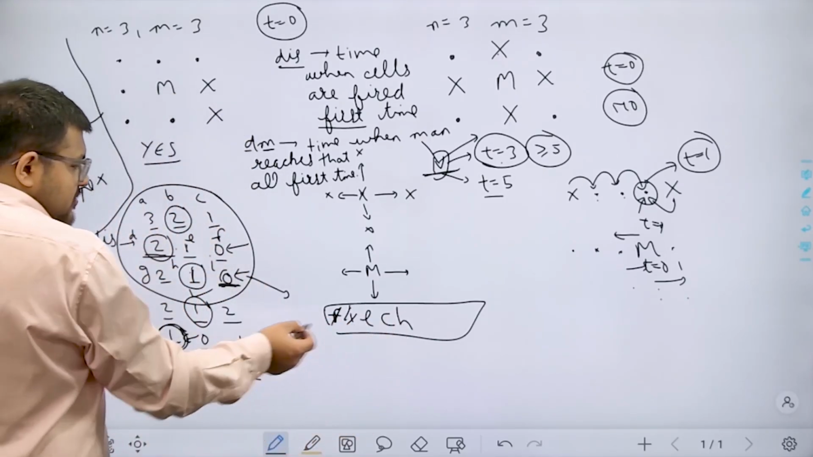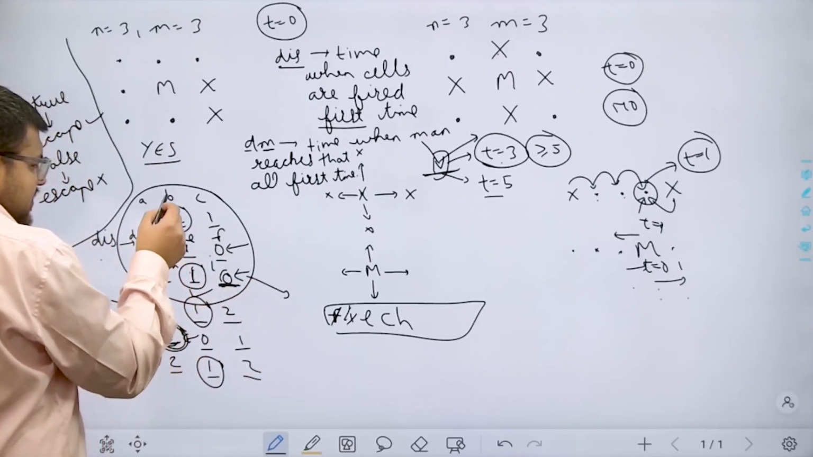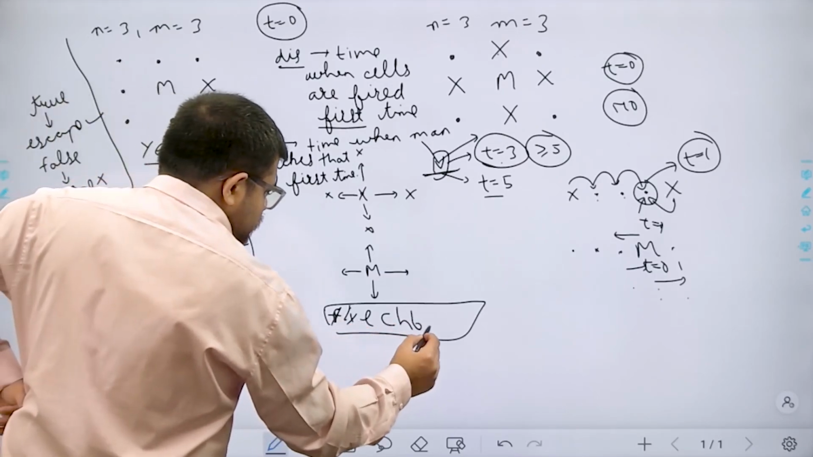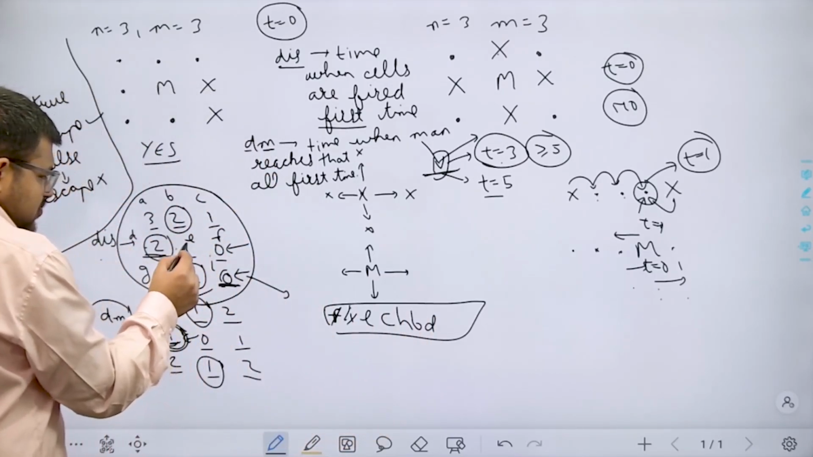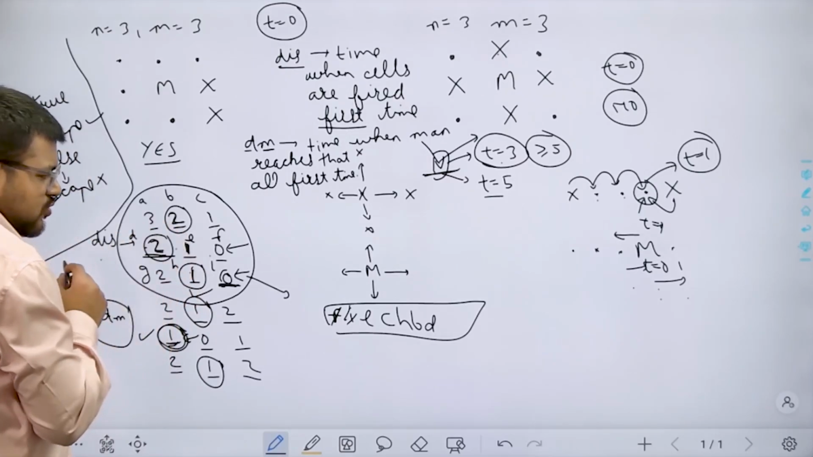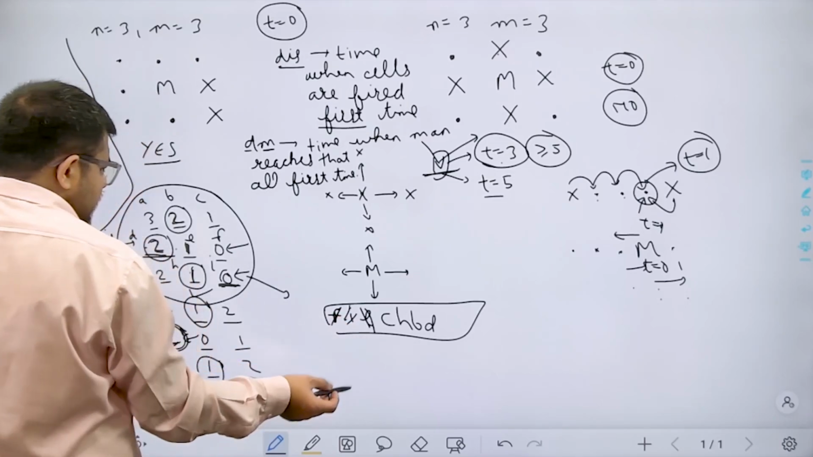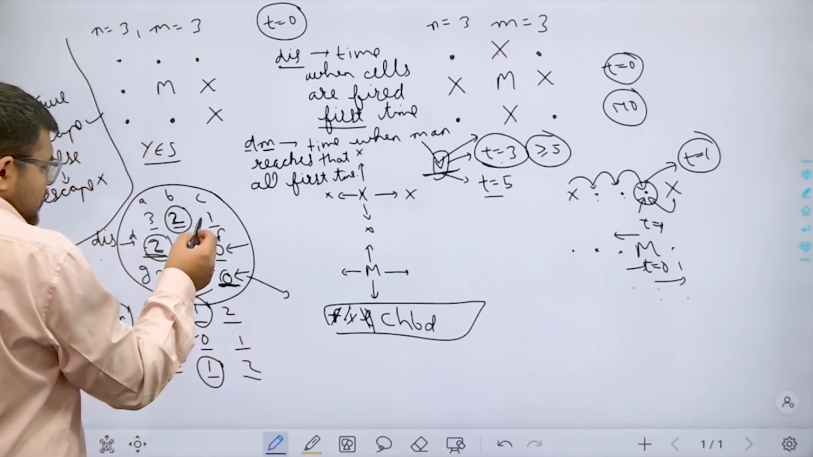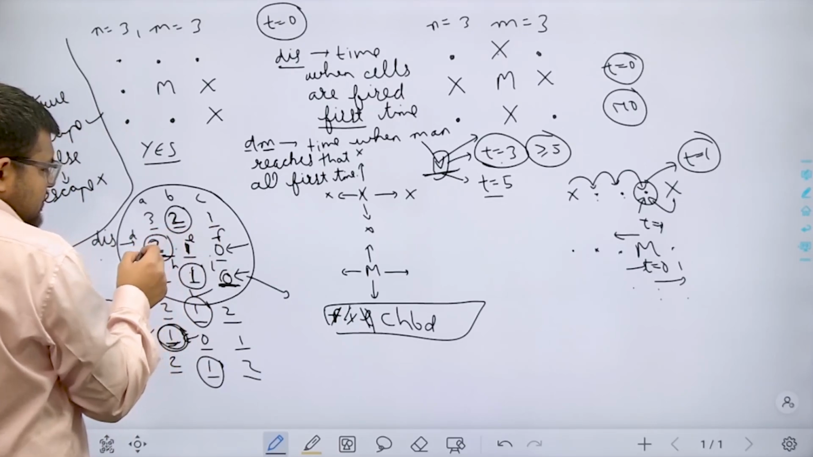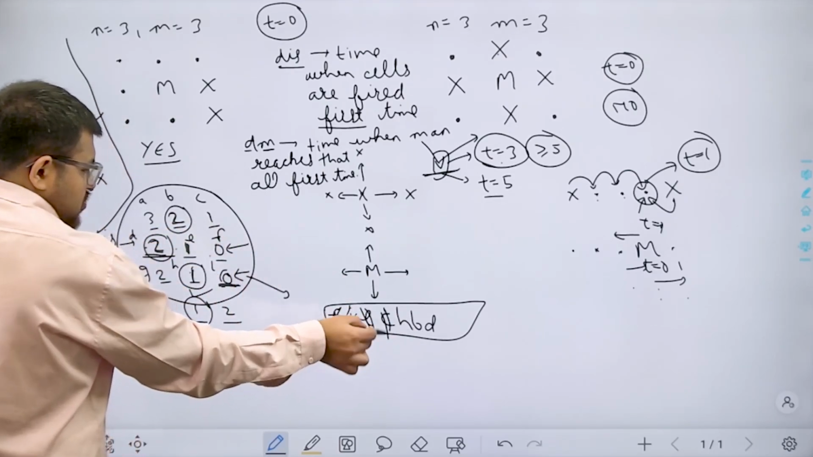Now I will pop out E and push their adjacent cells which are not fired yet, that is B and D. So I will push B and D, and since this caught fire at t equal to 1, this will get fire at t equal to 2. So E is also gone. Now I will pop out C. Their adjacent cells are B and D, but they are already in the queue, so I will not push them again. So I will pop out this.